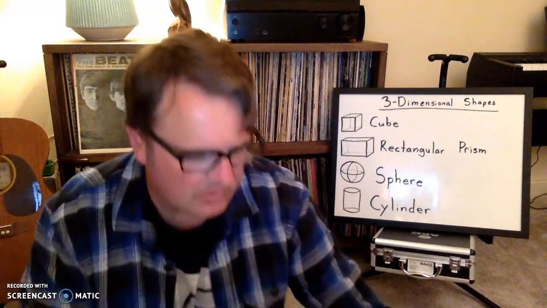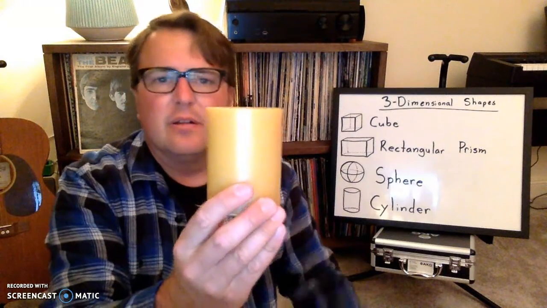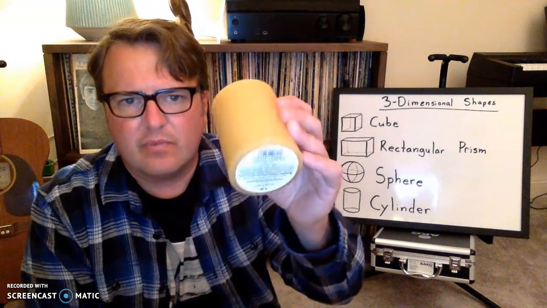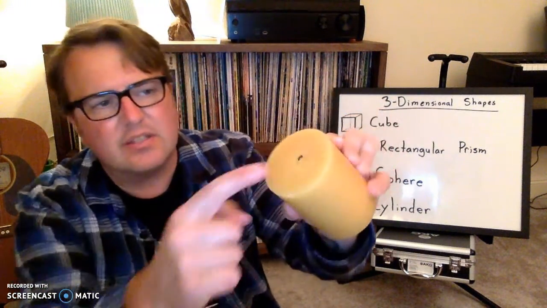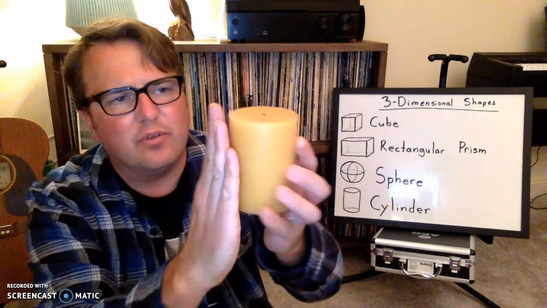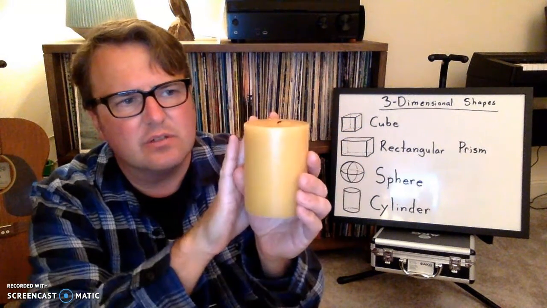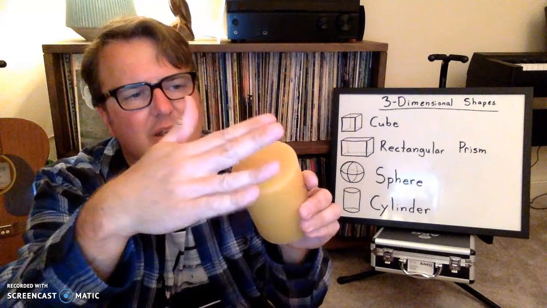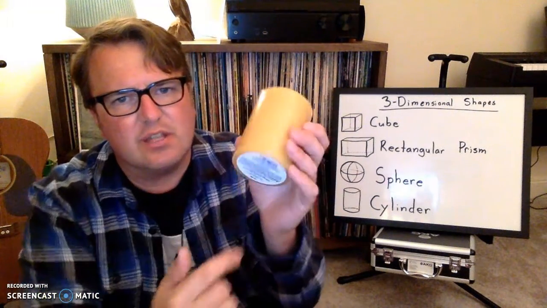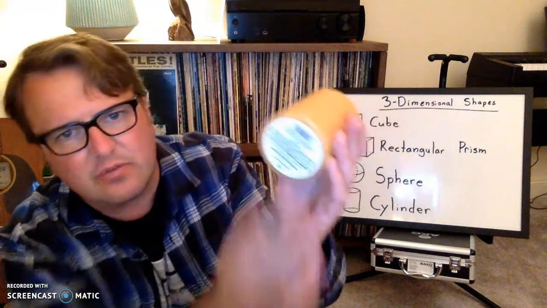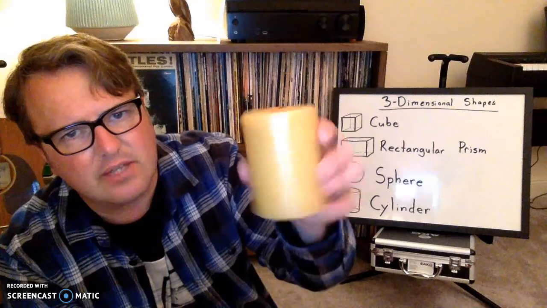And here's one more cylinder I found. This one, it's a candle. That's the wick. So we've got a flat face that goes around. It's kind of curved actually. And then the top circular face and the bottom circular face. And they even put a sticker here for the label on the bottom of this candle.